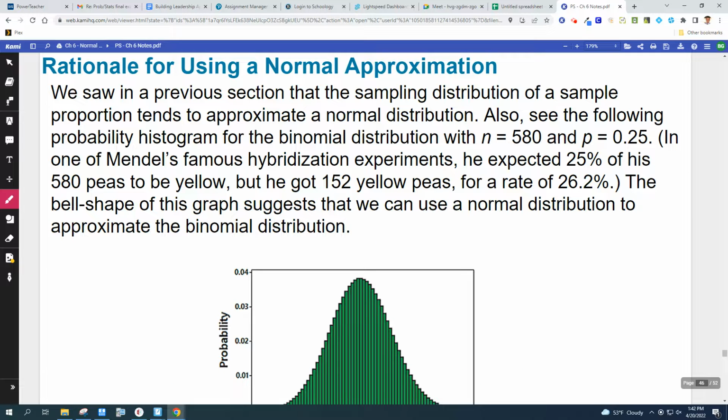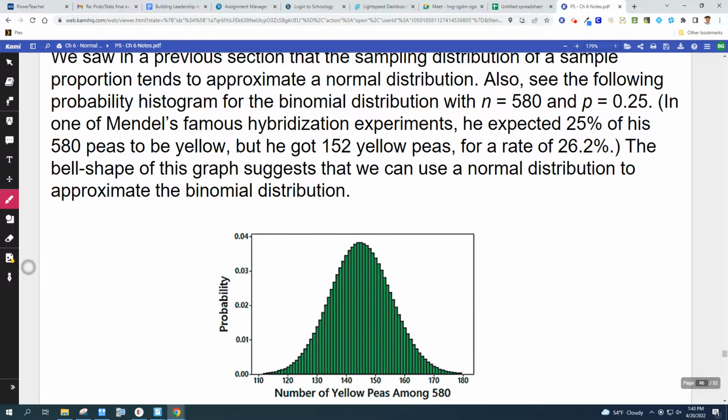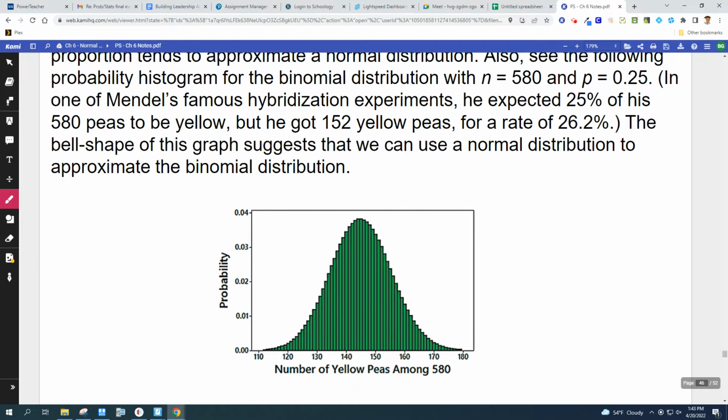We saw in a previous section that the sampling distribution of a sample proportion tends to approximate a normal distribution. So this isn't new. We've used the normal to approximate before. Also, see the following probability histogram for the binomial distribution with n equal 580 and p equal 0.25. In one of Mendel's famous hybridization experiments, he expected 25% of his 580 peas to be yellow, but he got 152, which is a rate of 26.2%. The bell shape of this graph suggests that we can use a normal distribution to approximate the binomial.